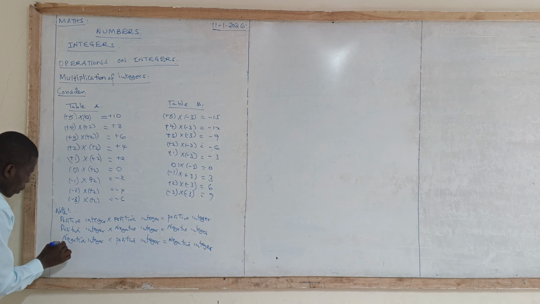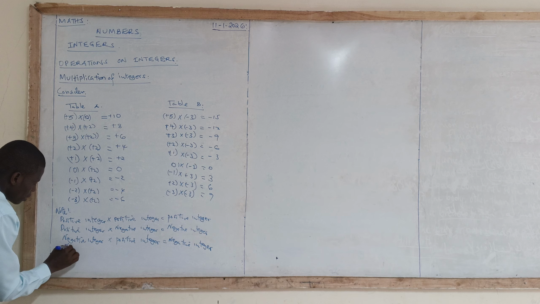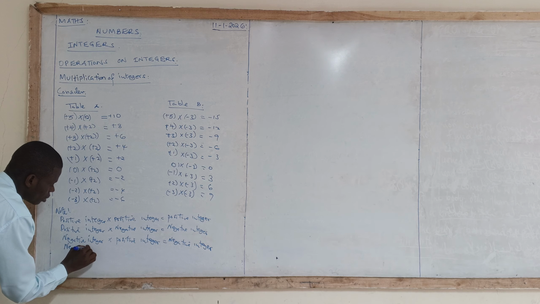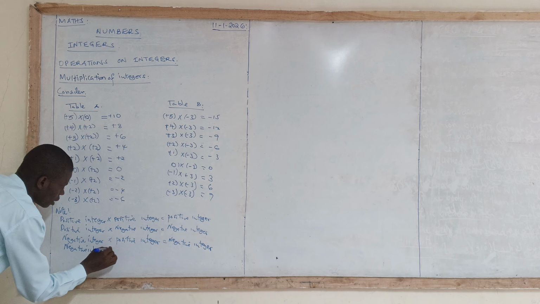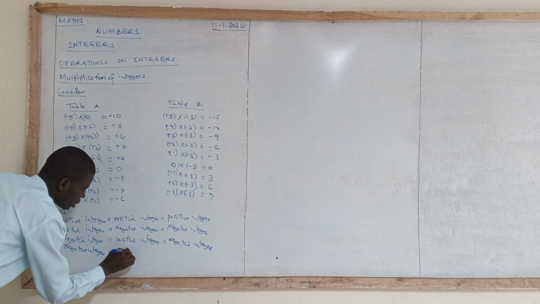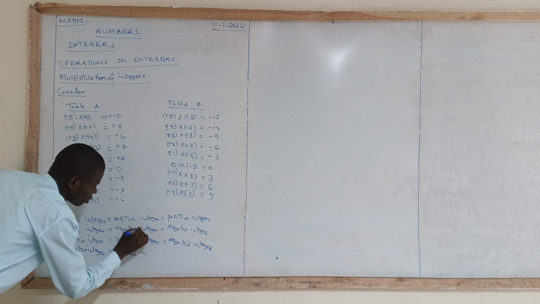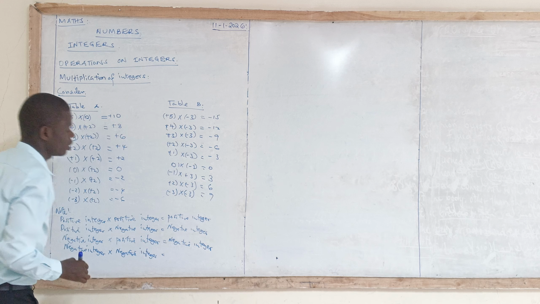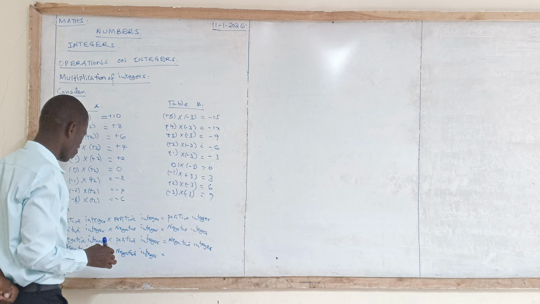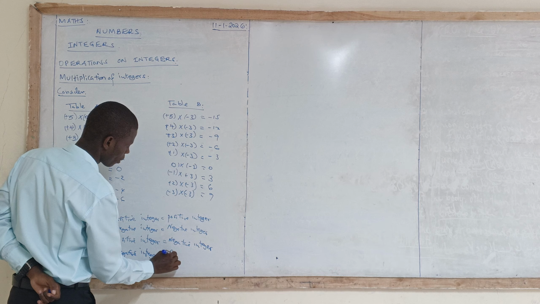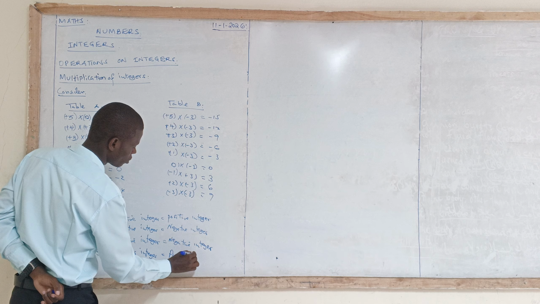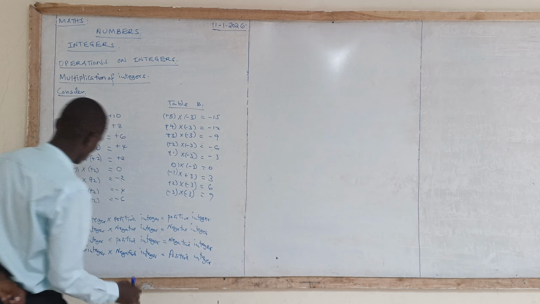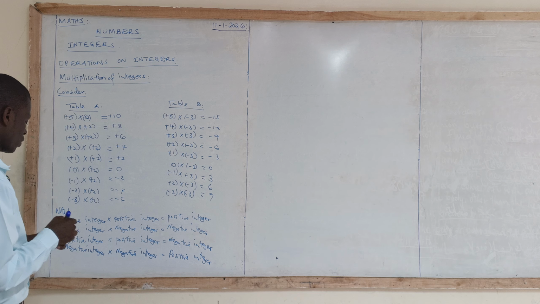Then lastly, we have negative integer times negative integer. Negative integer times negative integer. What do you have? Positive integer. So negative integer times negative integer gives positive integer.